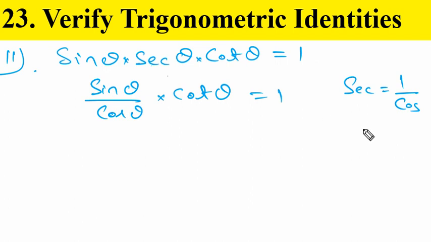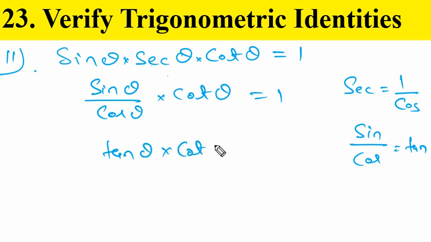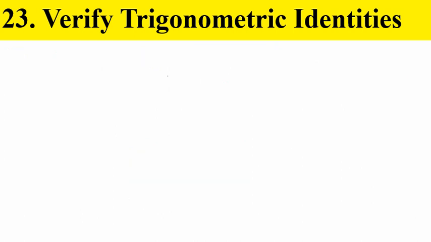Now sine over cos. Sine over cos is what? This is tan. So tan theta multiply cot theta, and I told you in the first question that tan theta multiply cot theta is nothing but 1. Hence proved. Okay, so let's try the next question.